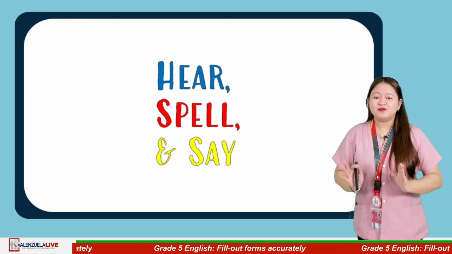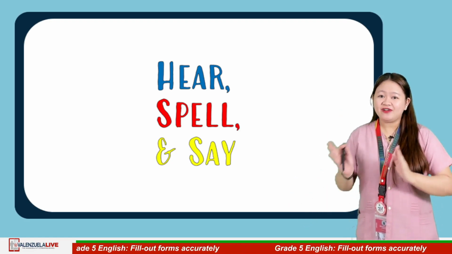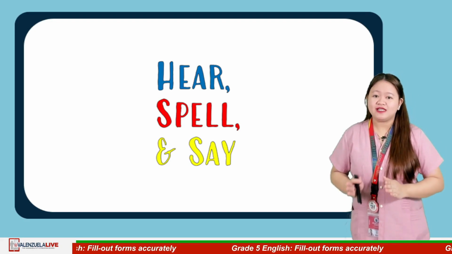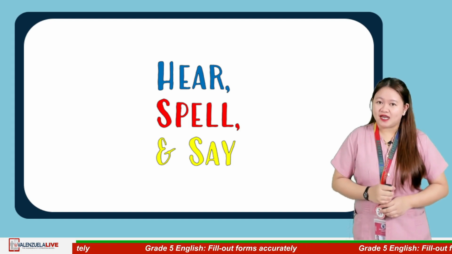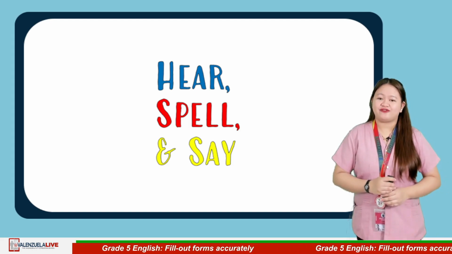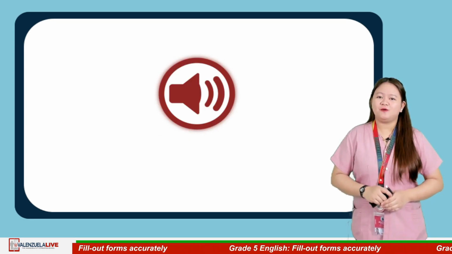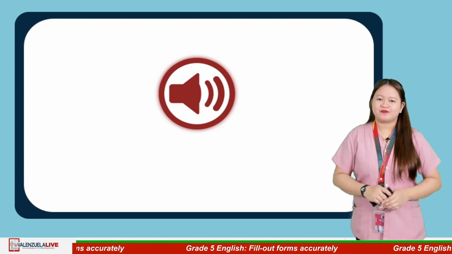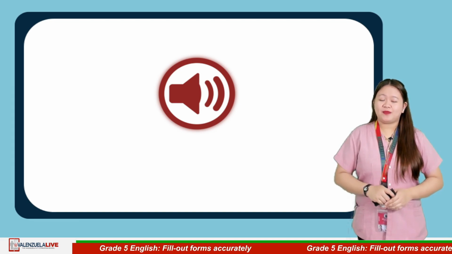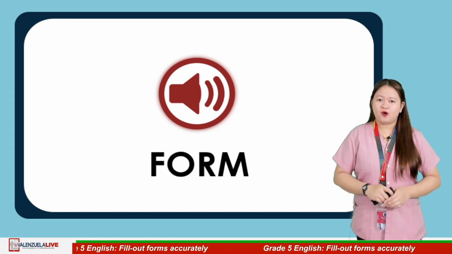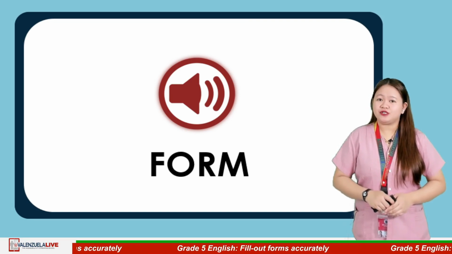Now, let's do first the hear, spell, and say. I have here a set of words that you will encounter later in our lesson. I will say the word twice, try to spell it, and repeat after me. Are you ready? Let us spell the word form. Form. It's spelled as F-O-R-M. Form. Now it's your turn to say form.